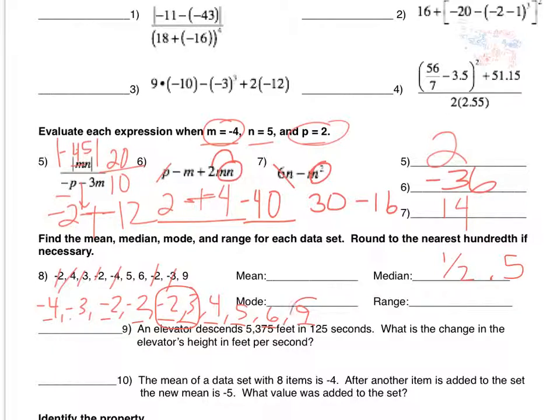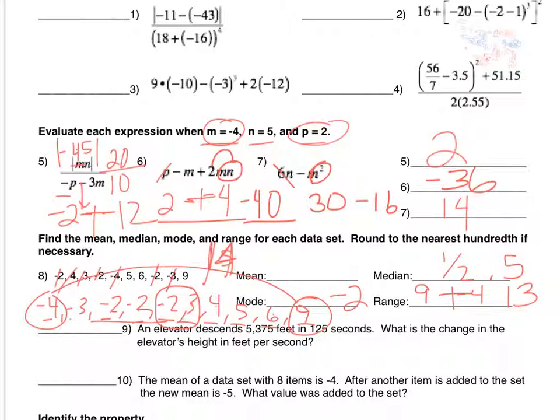The range is the largest number take away the smallest number. So we have lots of students who just say that that's 5, but if it's 9, take away the smallest number, it actually is a range of 13. The mean is when we add up all the numbers and divide by the number of numbers. I'll come back to that really quickly because the mode is pretty easy to identify. That's a negative 2.